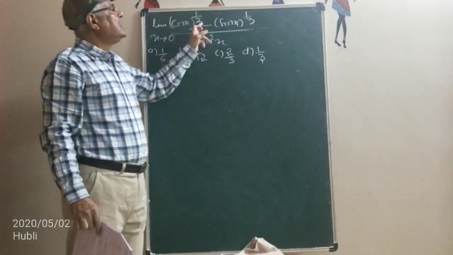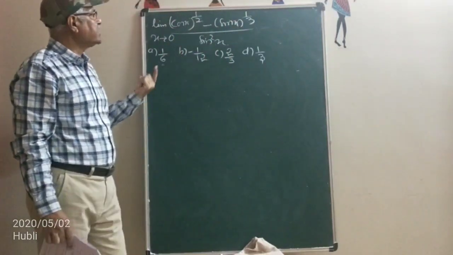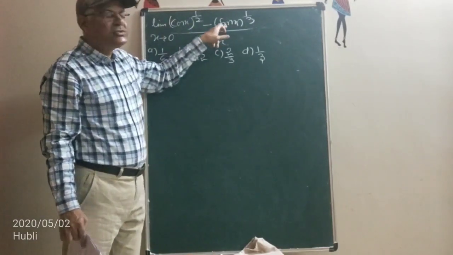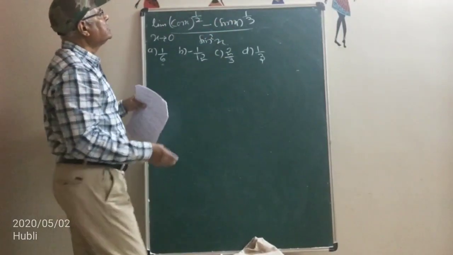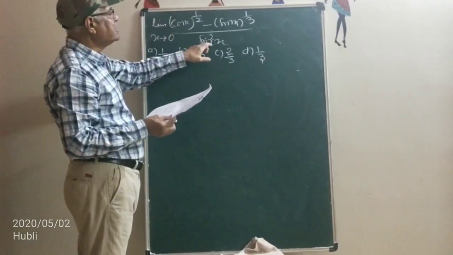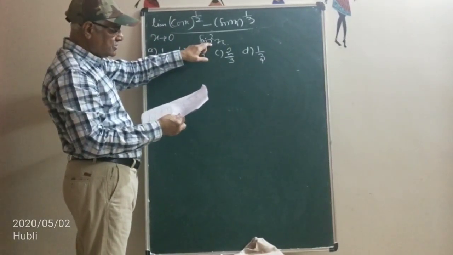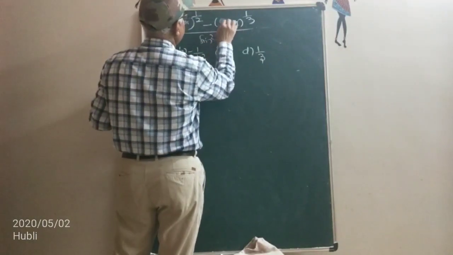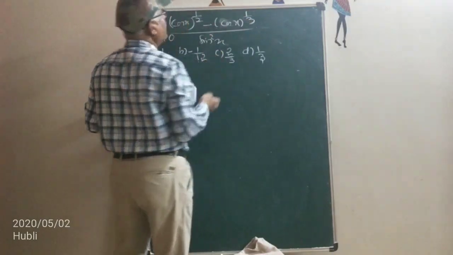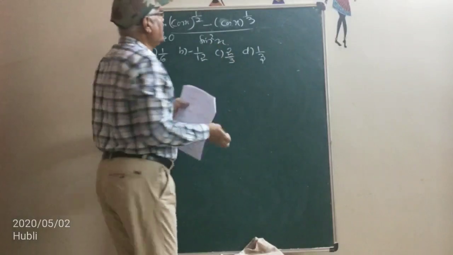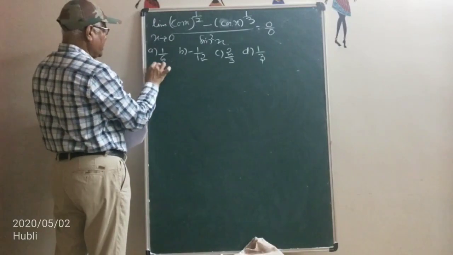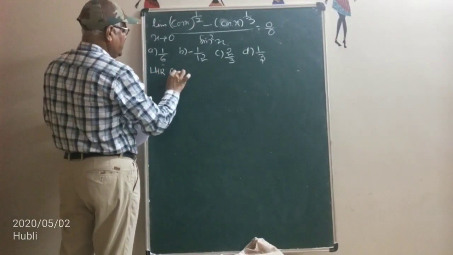Cos x raised to 1 by 2 minus cos x raised to 1 by 3 divided by sin square x. X equal to 0 means cos 0 is 1, root of 1 is 1. So 1 minus 1 is 0 in the numerator and the denominator sin square x is there as x tends to 0. So when we put x equal to 0 here, 1 minus 1 is 0 and divided by 0, that means 0 upon 0 form. So use L'Hospital's rule here, LHR.